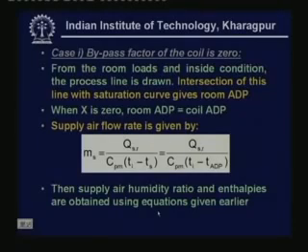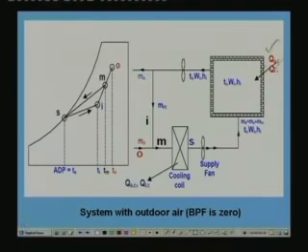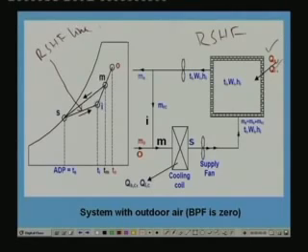So, again from the room loads and inside condition, the process line is drawn. Since we are assuming that we know these sensible and latent heat loads, let us say that we know these loads. So we can find out the RSHF. Once you find the RSHF, you can draw this RSHF line, because we know the point I. So you know the slope of this line and you know this point, so you can draw this line.